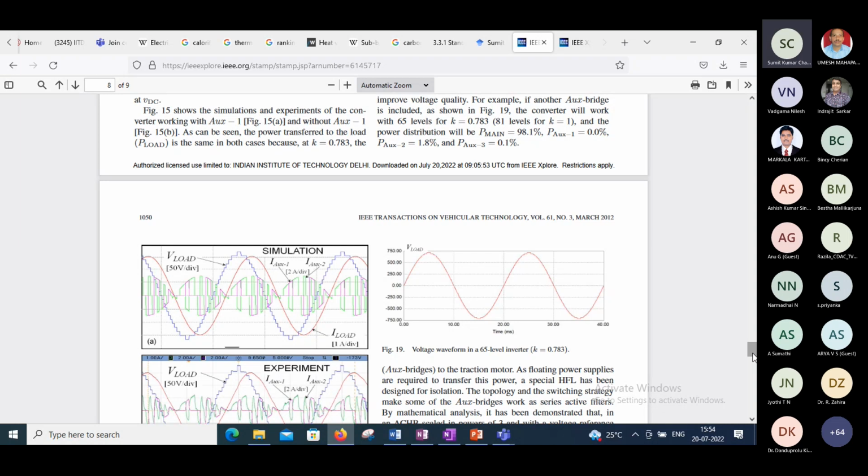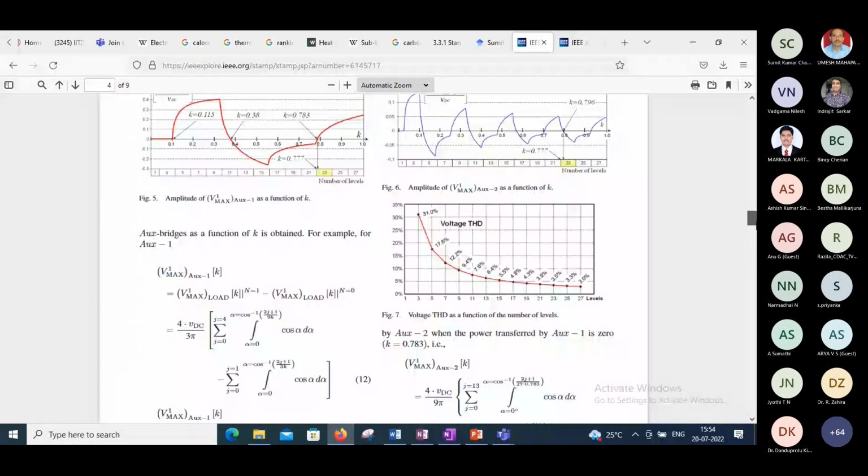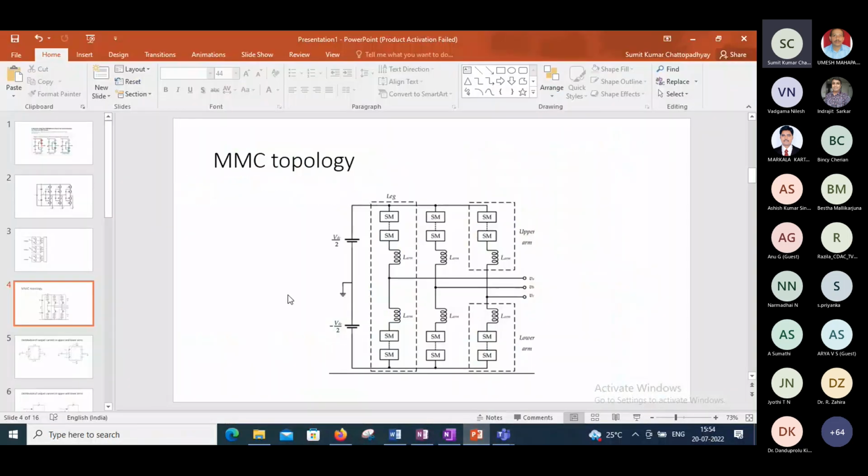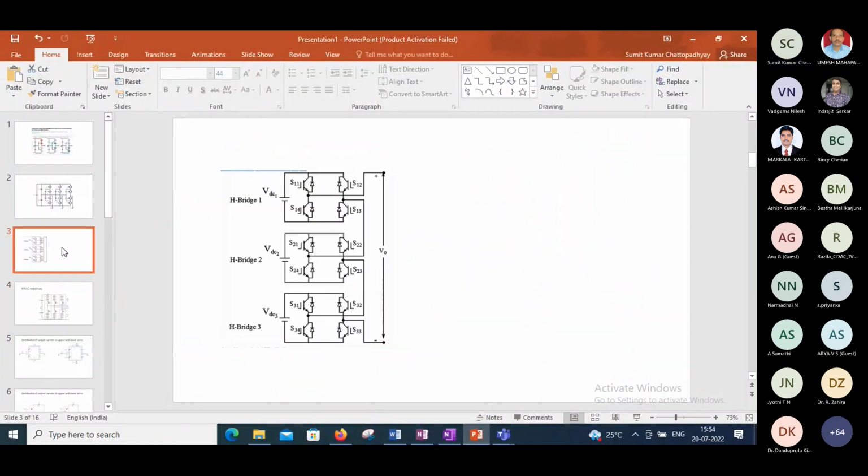Now, firstly, what is a cascaded H-bridge? As we know, okay, I can just show it from the slide. So this is called an H-bridge.